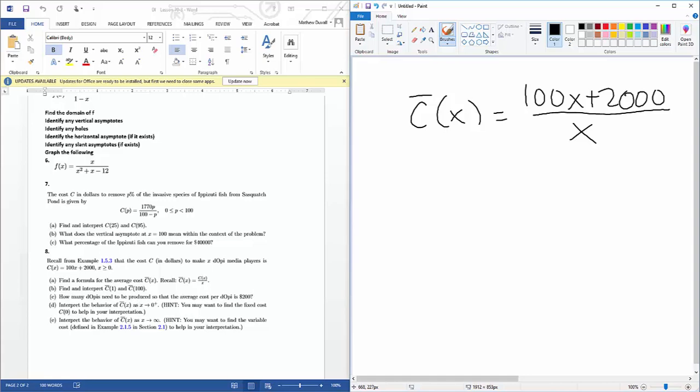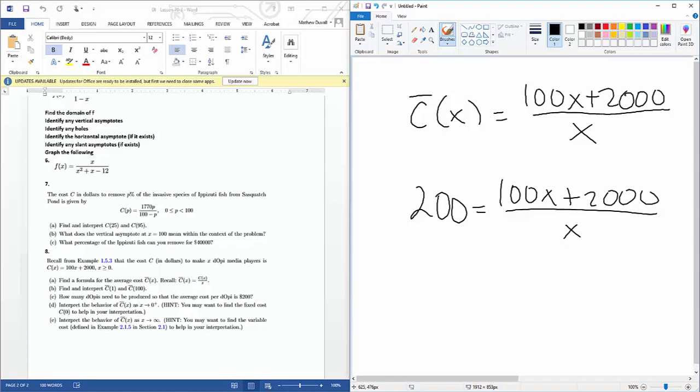Interpret C of 1, so that means you're plugging 1 in for x, or plugging in 100 in for x. This is how many need to be produced so that the average cost is 200. So that means 200 equals 100x plus 2,000 over x. Solve for x.